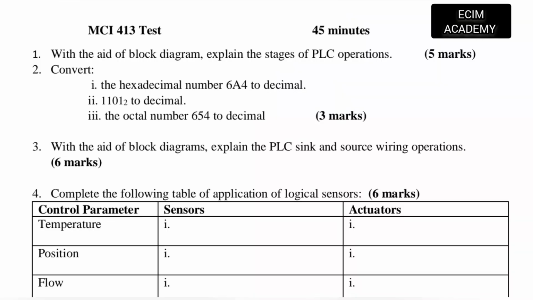So right here on the screen, we have the problems. 4 problems only that test various chapters of the course, which include the stages of PLC operation, as we have in problem number 1, and the arithmetic operation, that is what we have in problem 2, conversion between hexadecimal to decimal, from binary to decimal, and then octal to decimal.